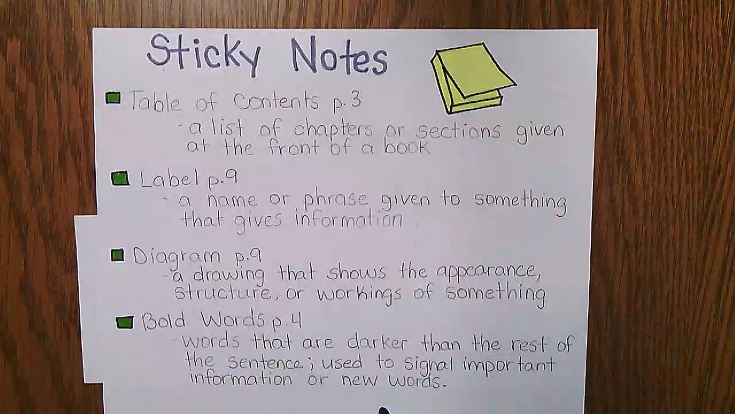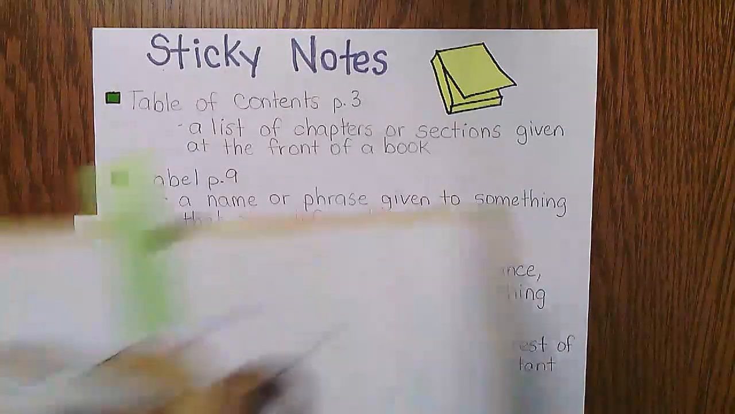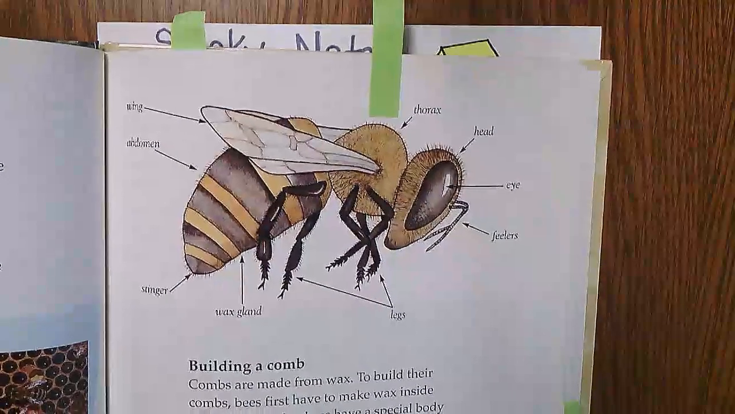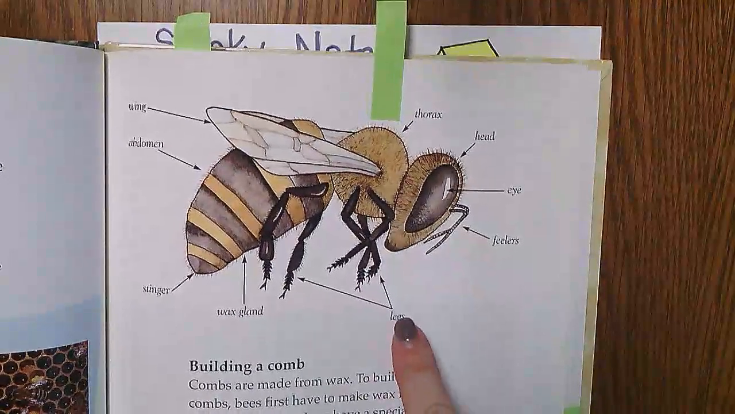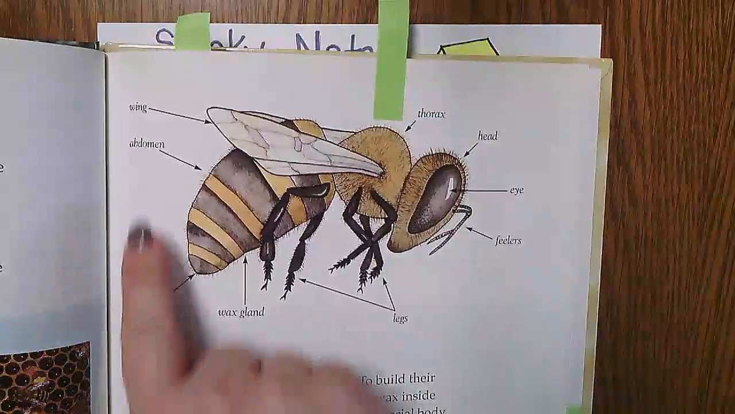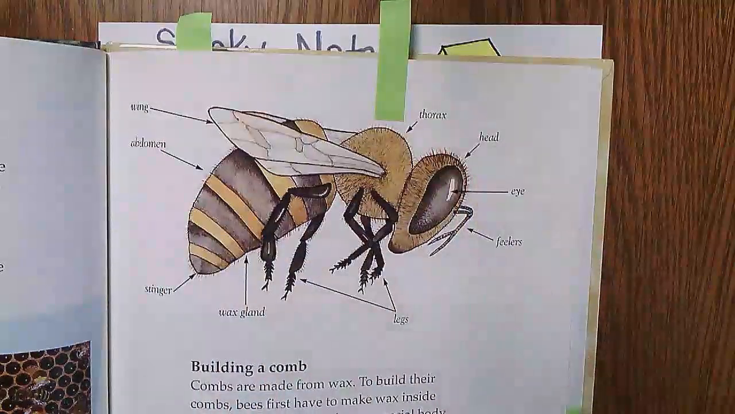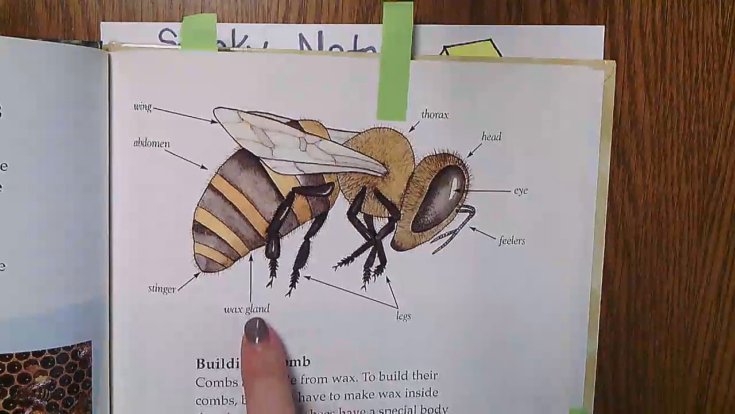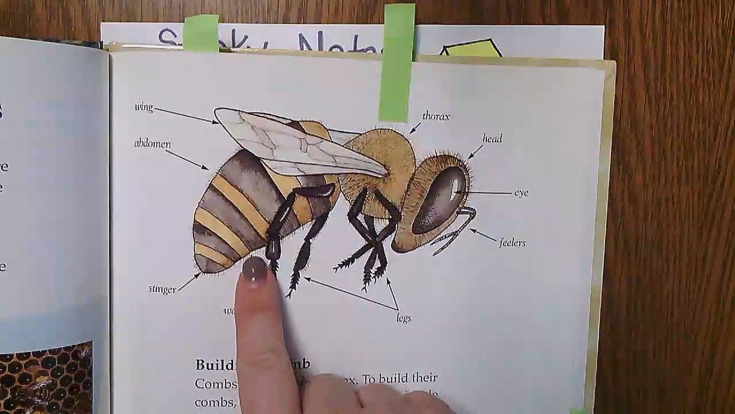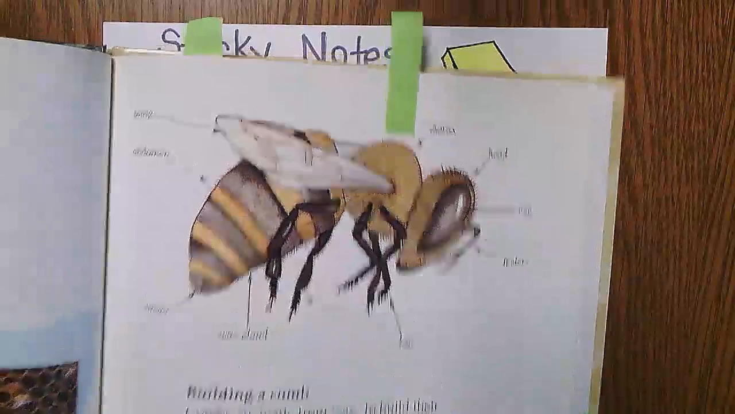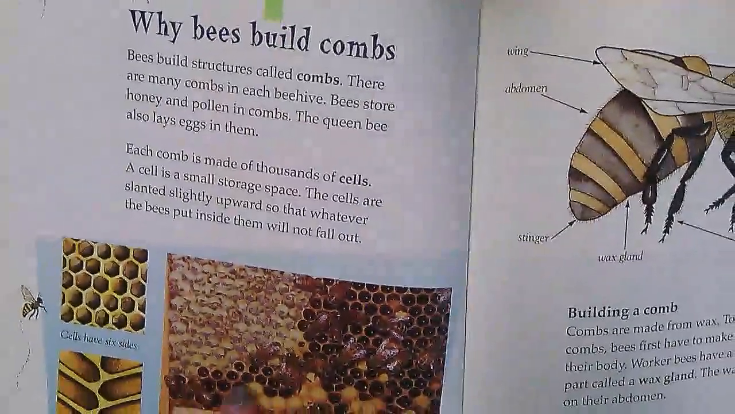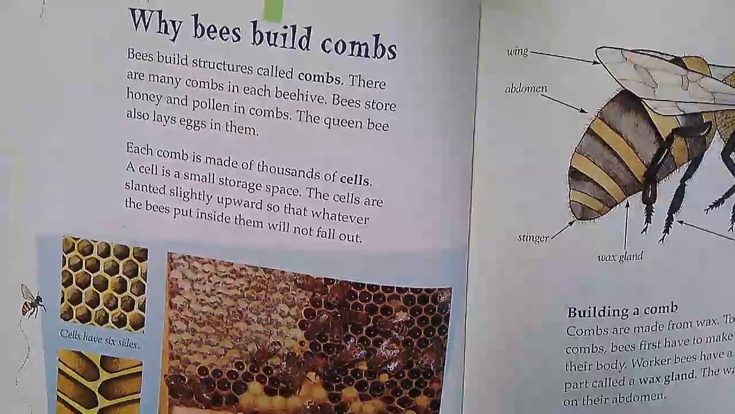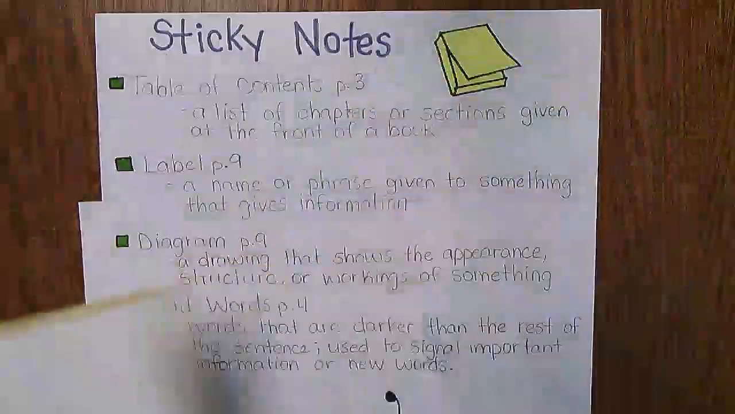On page 9 of my book, I found a label, and a label is a name or phrase given to something that gives information. So on page 9 of my book, there was this great diagram, which is another text feature that my book had, and then there were all these labels like legs, wax gland, stinger, abdomen, wing, and thorax. So those were all labels for different parts of the bee's body. And I did not know that bees actually have a special wax gland right here, and they use this wax gland to produce a wax that covers up the little cells inside of the honeycomb so that the honey doesn't come out. So that was something new that I learned.